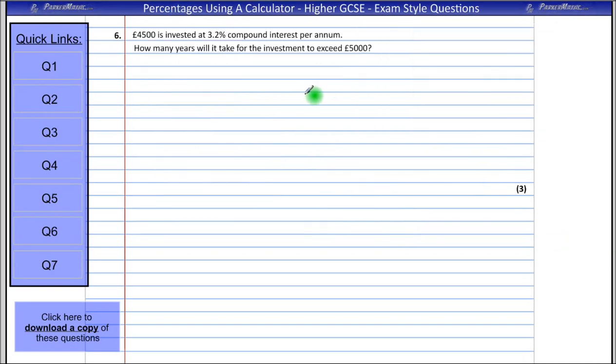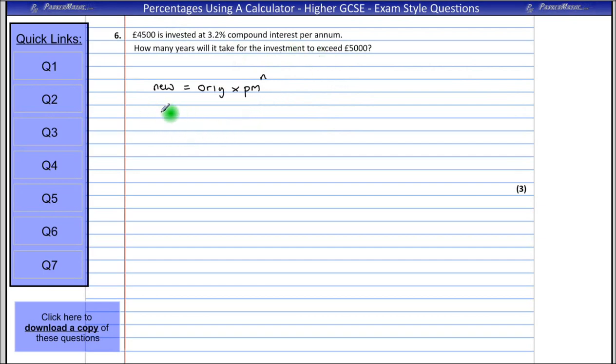Question 6. £4,500 is invested at 3.2% compound interest per annum. How many years will it take for the investment to exceed £5,000? Well, normally for a compound interest question, we would say that the new amount is equal to the original amount multiplied by the percentage multiplier. But we would multiply the percentage multiplier for every year it's in. So we would say that is to the power n, because that just means times it by itself for how many years we've got. But unfortunately in this question it's a little bit different. We don't know how much that is.